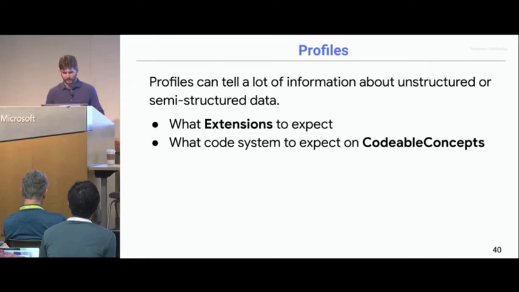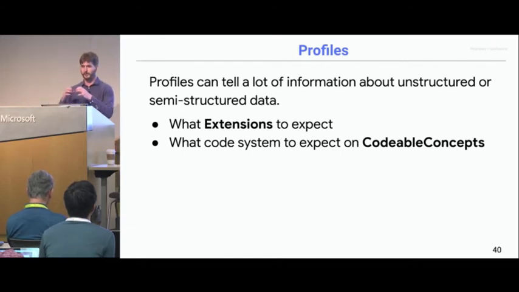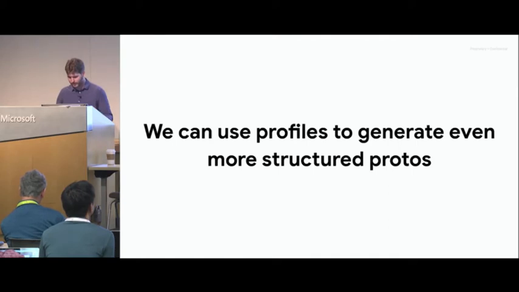So our key insight is that profiles tell us a lot of information about unstructured or semi-structured data: what extensions to expect, what code systems to expect. We can treat these like an IKEA manual for building a new bookcase, and we can take all of that stuff that's dumped into the pile and put it in this new bookcase we've built, and now all of a sudden you have well-defined fields for querying. So we can use these profiles to generate even more structured protos.